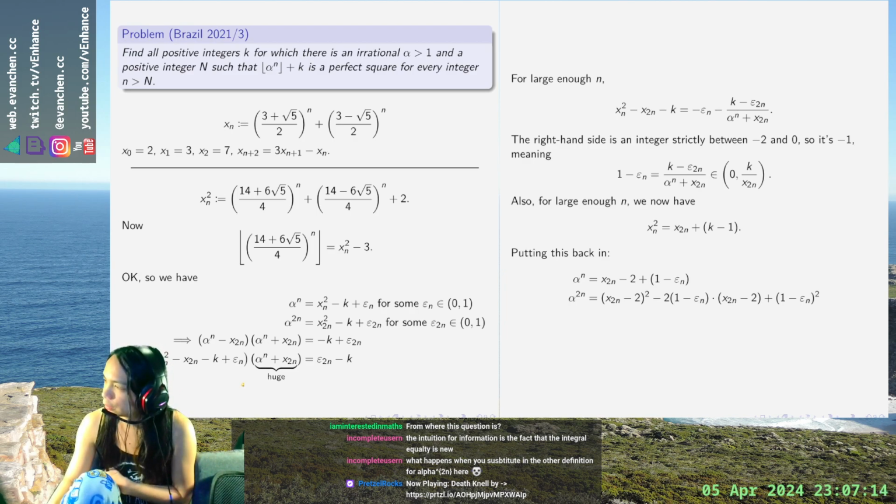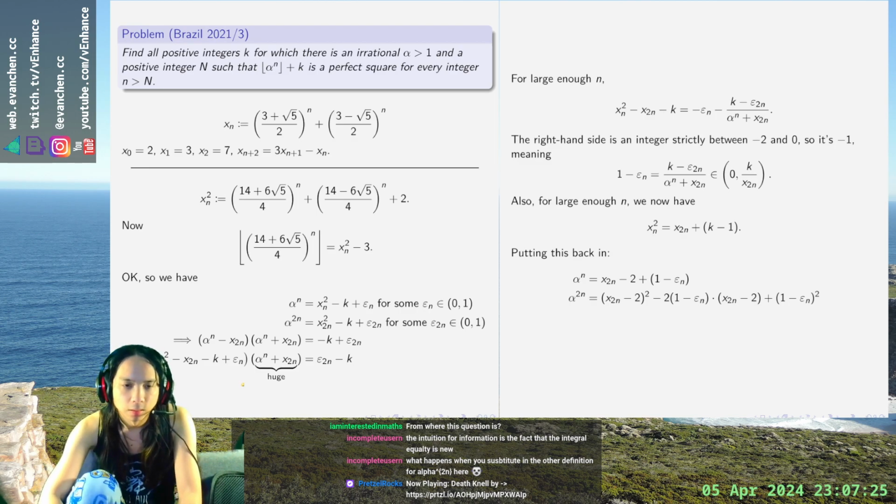Is this bound good enough? Do I need a better bound? I might need to be a little less crude about this.